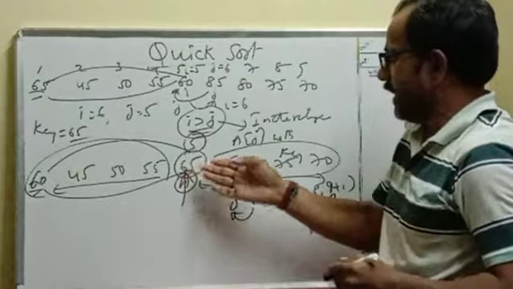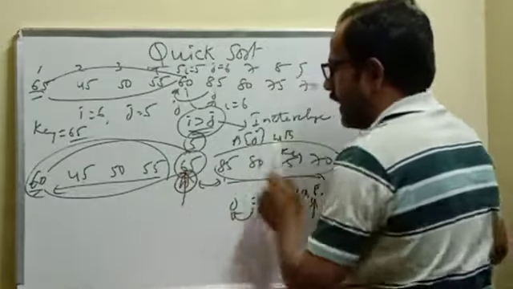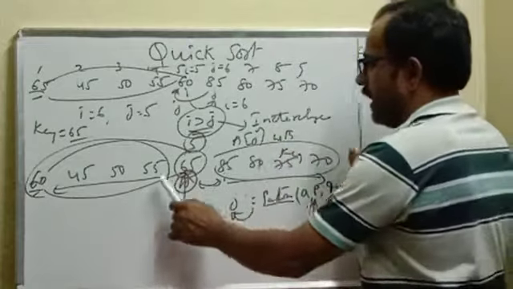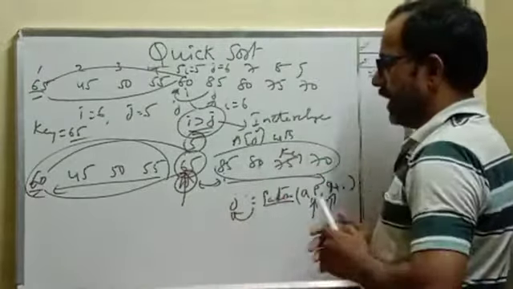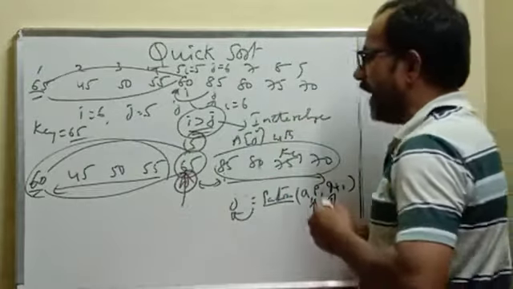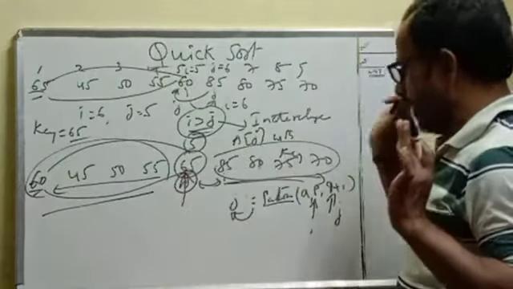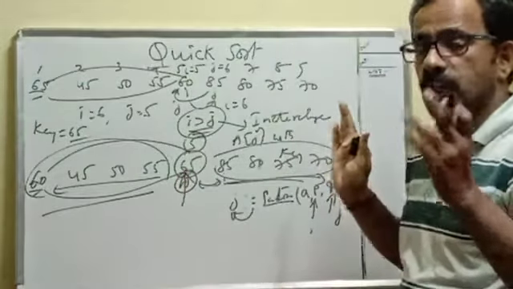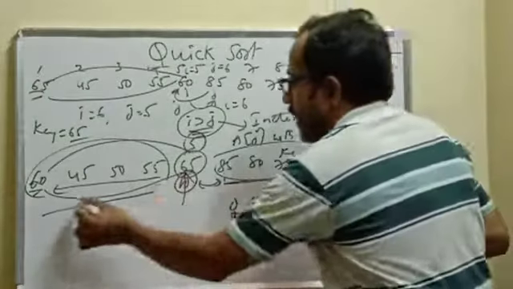This is the 5th smallest number in the array. Yes or no? Because all the left side elements are smaller than this, and all the right side elements are greater than this. Then we say that 65 is sitting in its original location. Then our target is to sort the left side part and the right side part independently. That's why in the quicksort procedure we call quicksort on two problems, one on this and another on this.